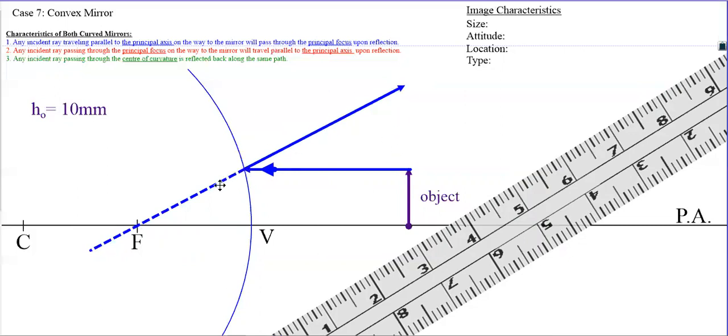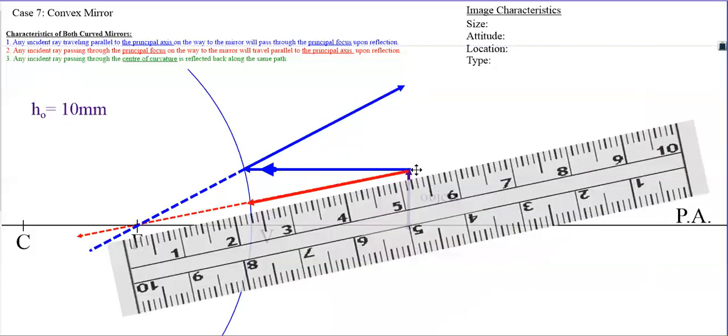Do make sure, though, that you keep this dotted line so that we have the path of the reflected ray. I don't care where the incident ray is going. If you feel like you want to draw a line that goes straight through, knock yourself out, but you'll probably mark it wrong. Ignore the dotted line for the incident ray. We're only concerned with what the reflected ray is doing at this point. So you have to actually translate that through, and it reflects as if it came from the principal focus upon reflection. So we're still following rule number 1.